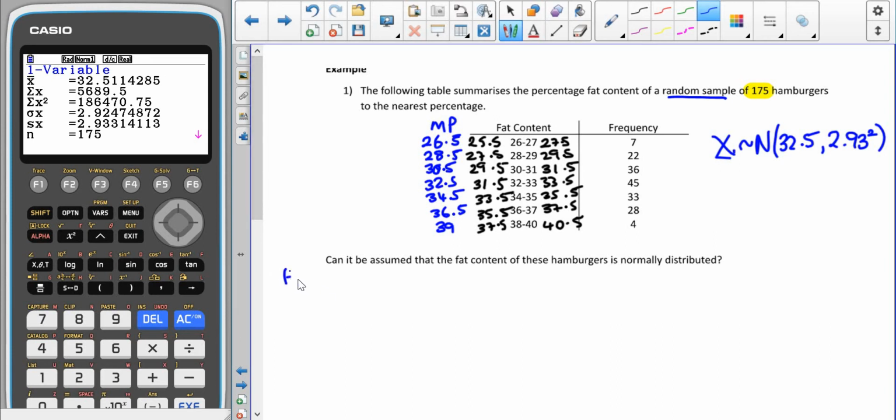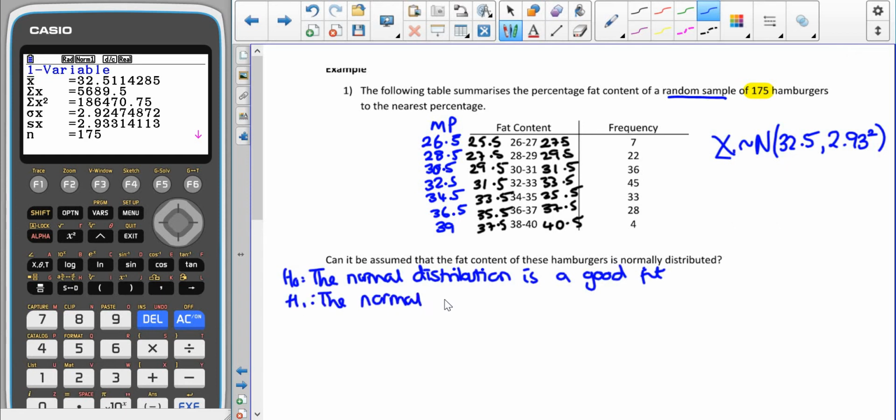So my H naught here is actually just going to be that the normal distribution is a good fit because we haven't been given any parameters. So I don't need to say with a mean of something and a standard deviation of something, because we're just trying to see if the normal distribution is a good fit. And then our H1 will be that the normal distribution is not a good fit.